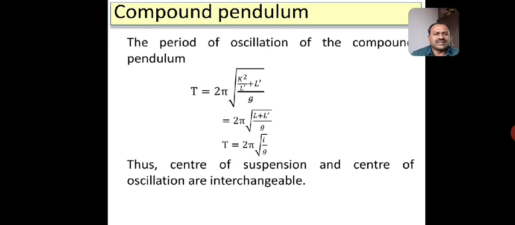From this it is clear that the time period when the pendulum is suspended about the center of suspension and the time period when the pendulum is suspended about the center of oscillation are the same. This clearly indicates that the center of suspension and center of oscillation are interchangeable. I hope you have understood the concept of this compound pendulum and its theory, and how the center of oscillation and center of suspension are interchangeable. Thank you.